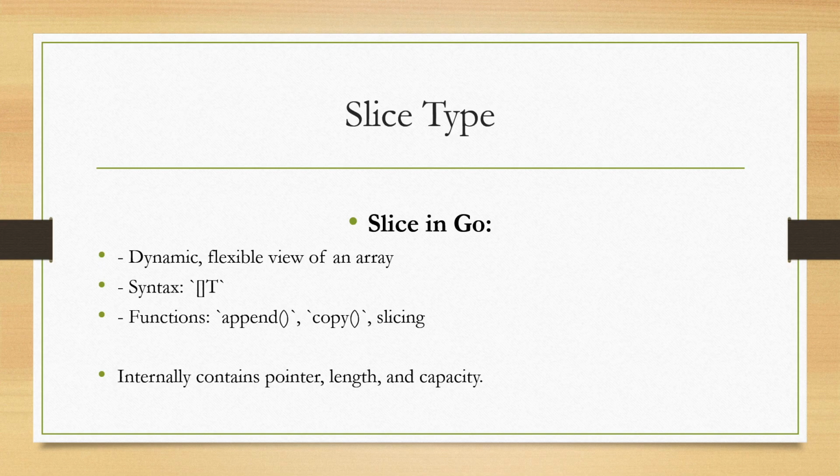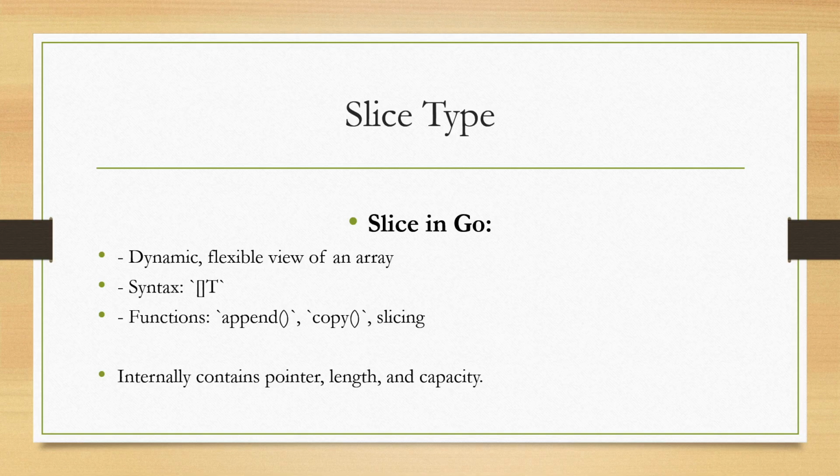Now in terms of syntax, if you want to declare a slice of integers, you write []int. That's just square brackets without the size, followed by the data type. So []string would be a slice of strings, and so on.